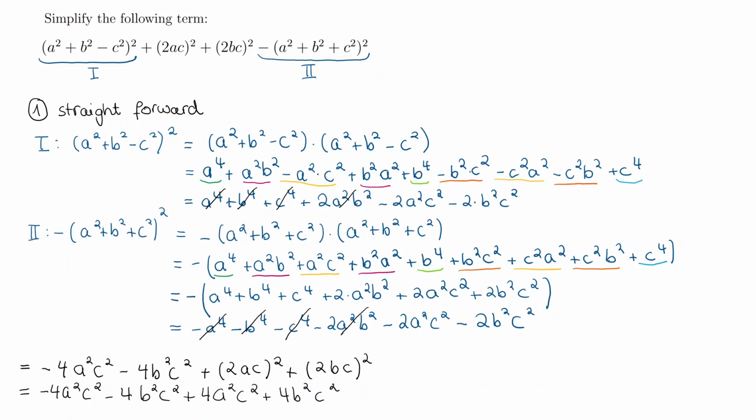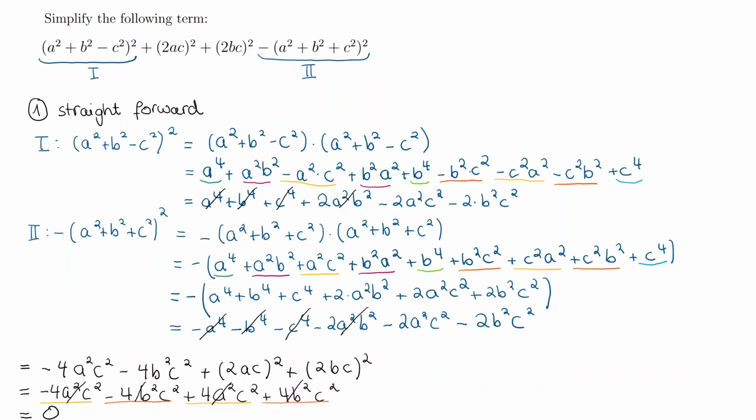What do we see? We have here minus 4a squared c squared and here plus 4a squared c squared. So this just is 0. We can throw that away. And then we have here also minus 4b squared c squared and here plus 4b squared c squared. So we can throw them also away. And then the final result is 0. So this is the first way where we just calculate everything straightforward.